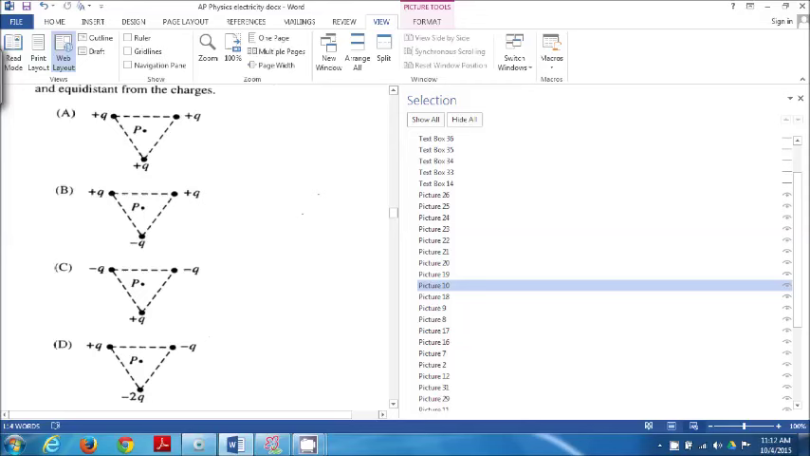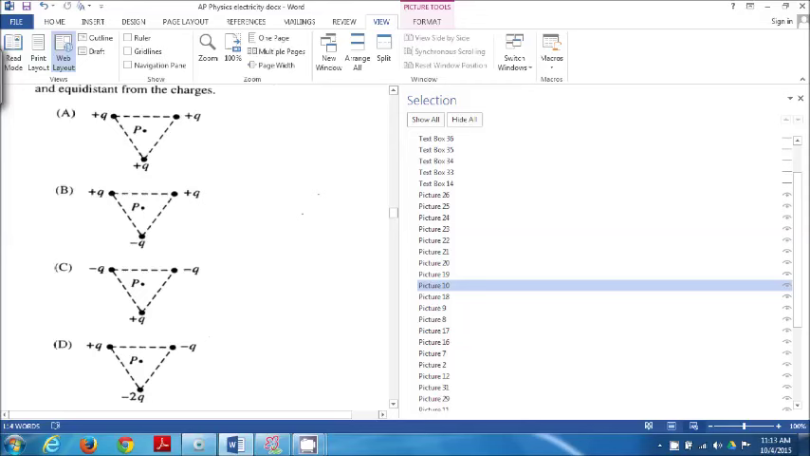So here the forces will cancel. The electric field in this situation is 0, because we can resolve this and this force into components along horizontal and vertical. The horizontal components will cancel, and the vertical components of the two charges cancel with the vertical component of this charge. So this is a situation where the electric field is 0.